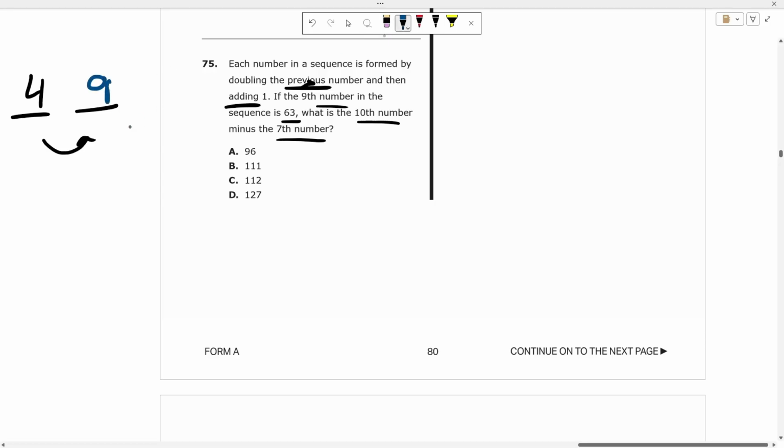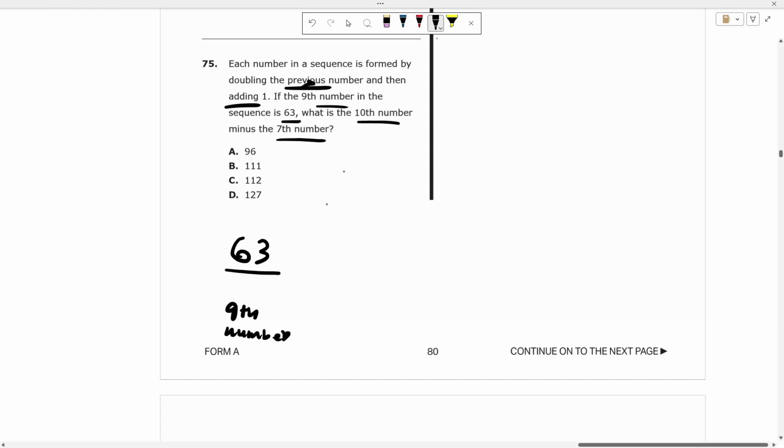Okay, so the next number is 9. Then you can do the same. Doubling the previous number, that's going to be 18, plus 1 is 19. So that's how this pattern works. Okay, always follow the pattern. Then what they're saying is the 9th number is 63. So 63 is the 9th number. And we want to find the 10th number, so the number after it, minus, not the number before it, because that would be the 8th, but the number before the 8th, the 7th number.